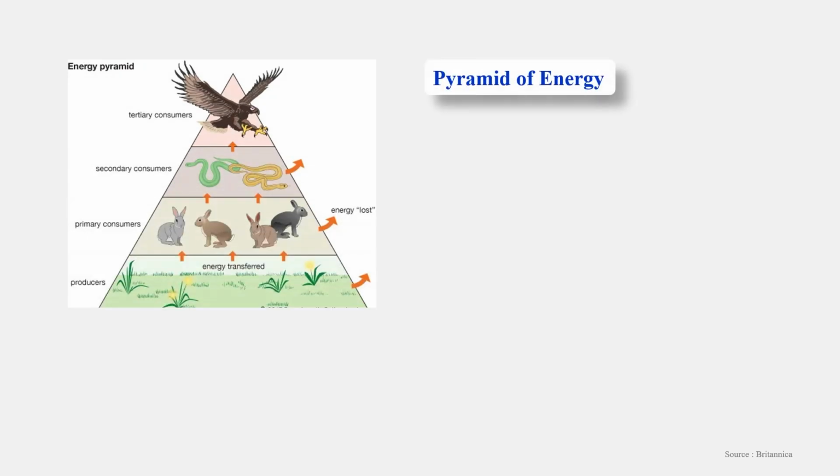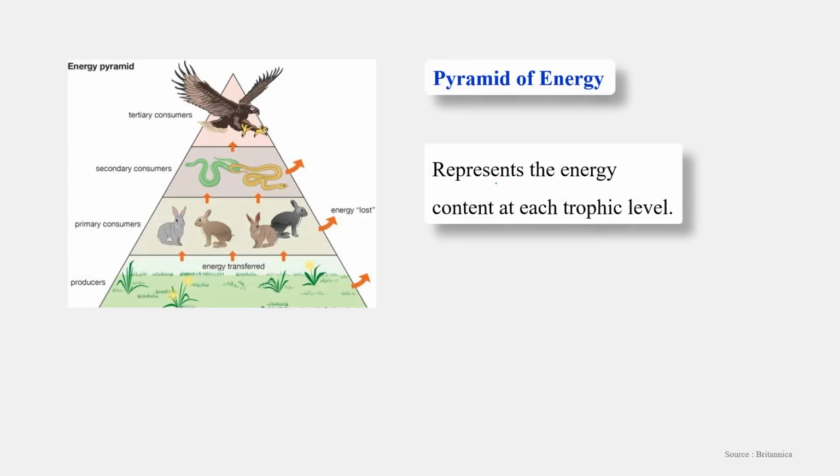The third one is the pyramid of energy, and it represents the energy content at each level. This is the producer, and only 10% of energy is transferred to the next level, the remaining is lost as heat. Then the primary consumer, then the secondary consumer, then the tertiary consumer.